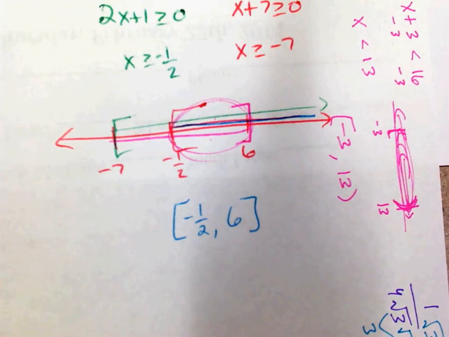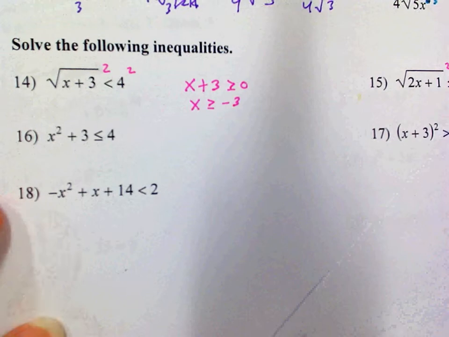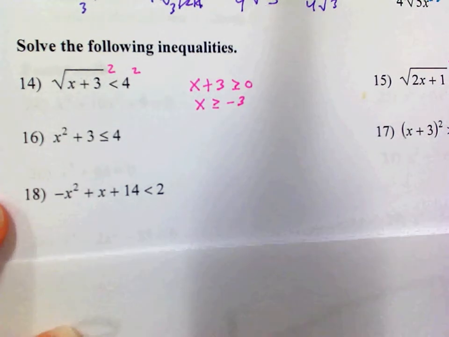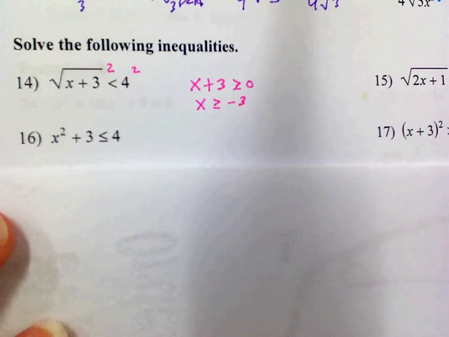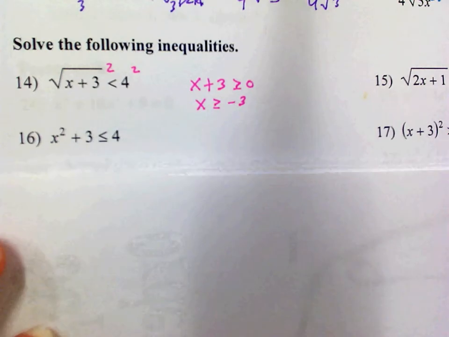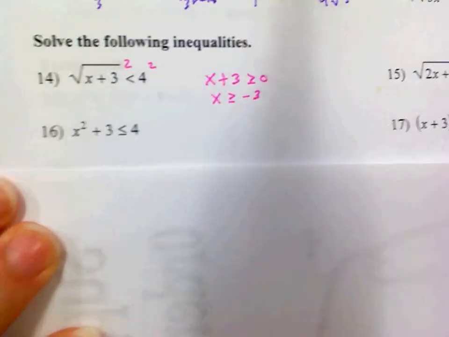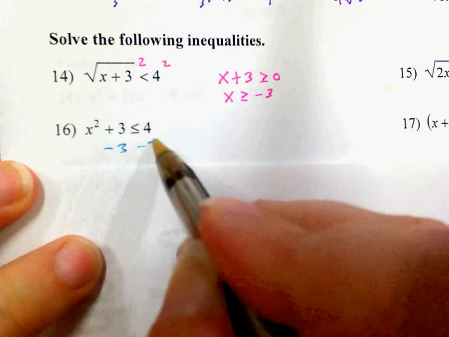Now with a quadratic inequality, you have to remember, in order to get rid of the square, you have to take the square root. But how many answers do you have? You have 2. What do you do with the other one? So first, let's subtract 3. So I've got x squared is less than or equal to 1.